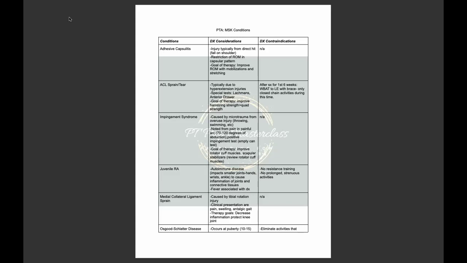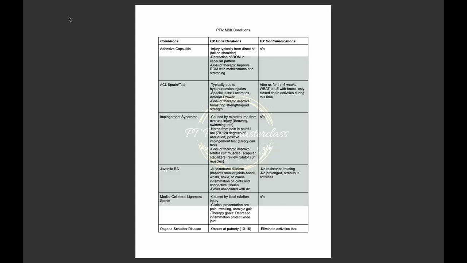The first condition is adhesive capsulitis. Typically, this is an injury that occurs from a direct hit to the shoulder, specifically if an individual falls or plays a contact sport like soccer or football. That is what causes adhesive capsulitis. Typically, the restrictions are going to be in a capsular pattern.